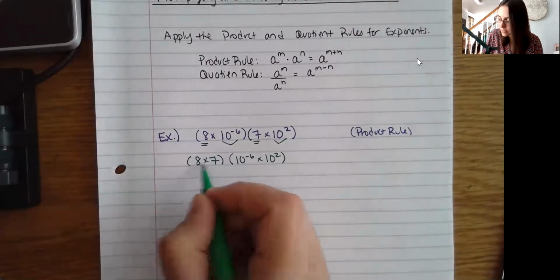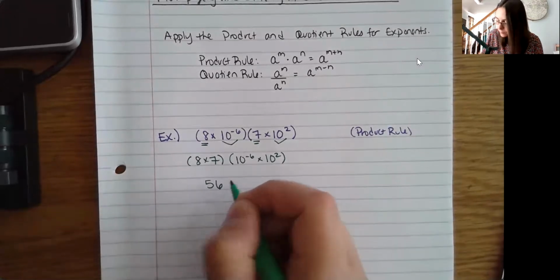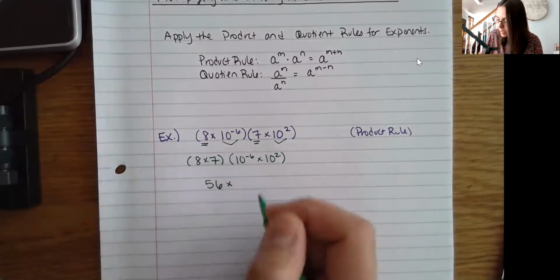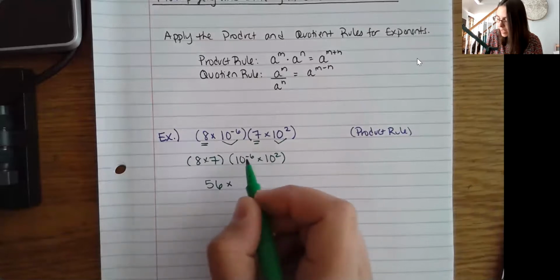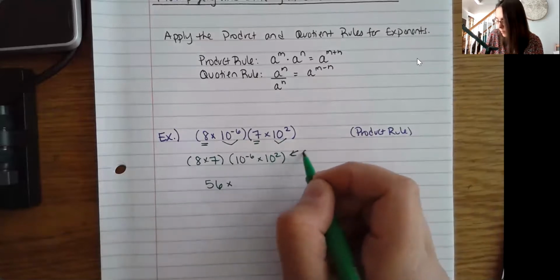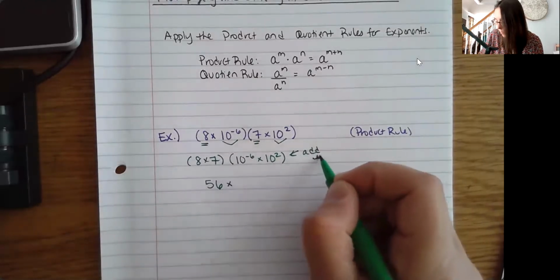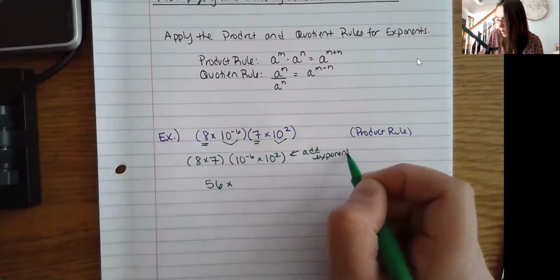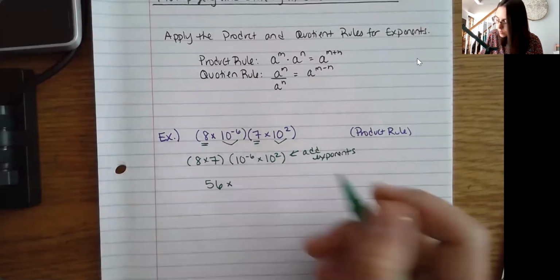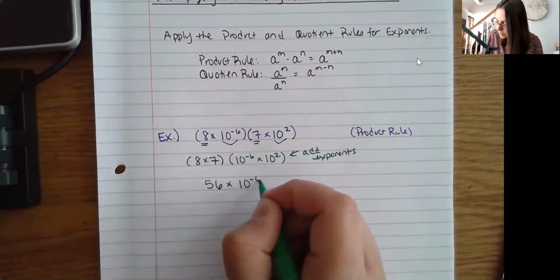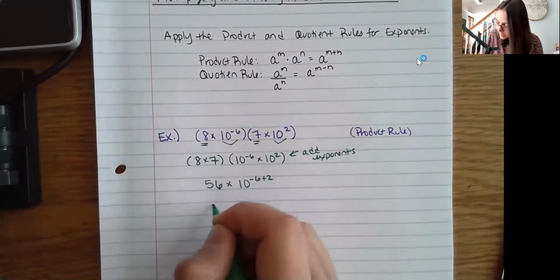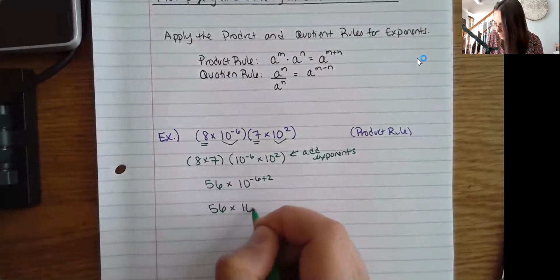And then I'm just going to use my rules. So 8 times 7 is 56. And we're multiplying here. And then here, if I'm multiplying, I'm going to add the exponents, which is what that product rule says to do. So it's going to be 10 to the negative 6 plus 2. And I get 56 times 10 to the negative 4.